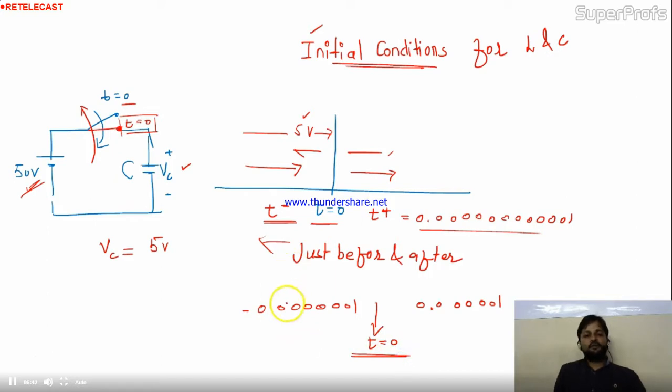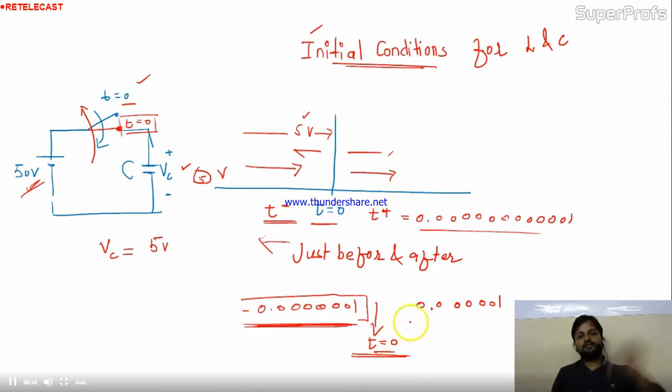Okay, so I'll ask you one question. What is the value of voltage across the capacitor at this time? Yes, this is the 5 volt, because till now you didn't close the switch. Now at t equal to 0 you are closing the switch. Now tell me the situation. Tell me the voltage across the capacitor.